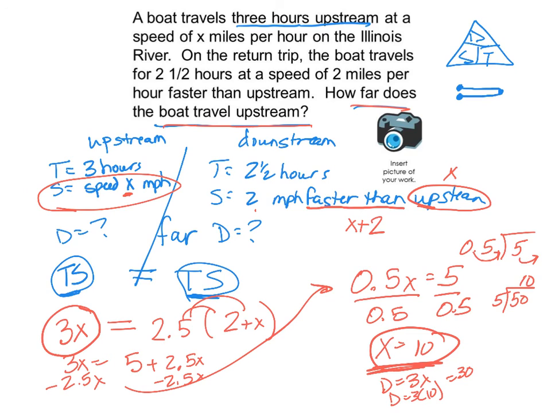So the answer is the boat traveled 30, and I know my distance is miles because your speed is a unit rate, has both of your labels for your distance and your time. So it's dealing in miles. Miles upstream. And that is it.